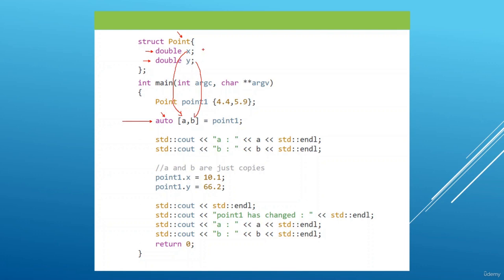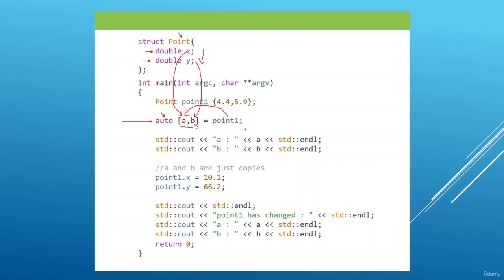The order you declare things in is important. We're going to go from the first to the last, in this order here. So what this is going to do is assign the member variables of our point object to A and B here. This is what this syntax is going to do.